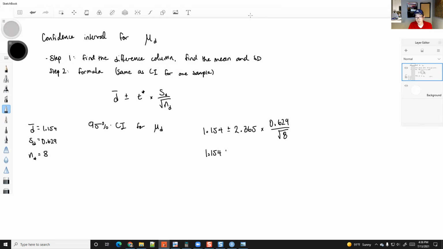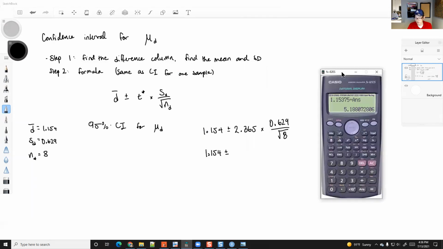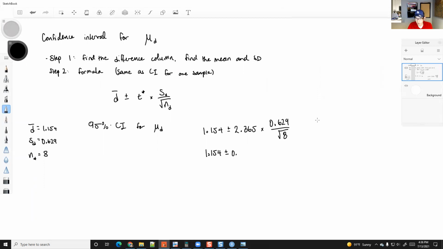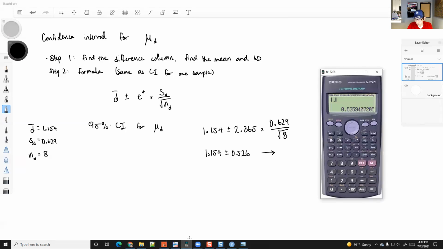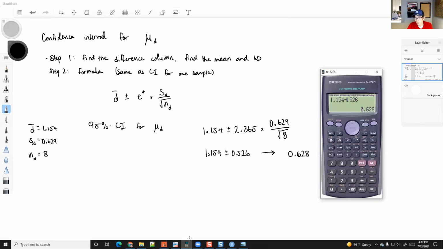So I have 1.154 plus or minus, and what does this number come out to be? We're going to do 2.365 times 0.629 divided by the square root of 8, which is about 0.526. So 1.154 minus 0.526 is 0.628, and plus gives 1.68.